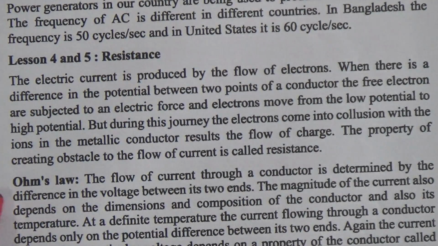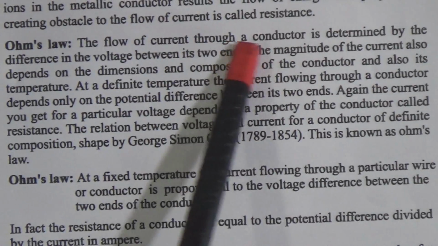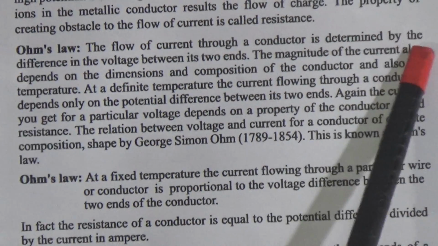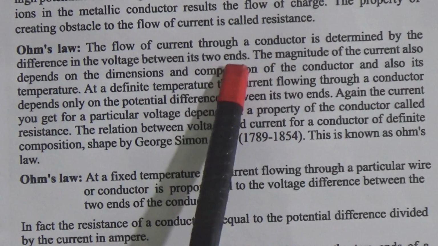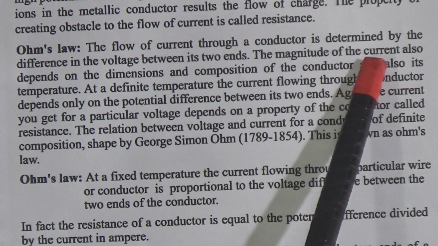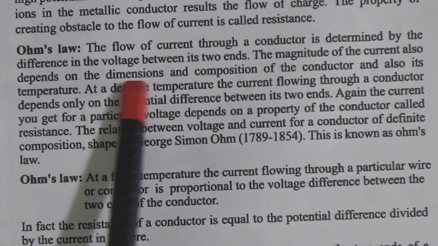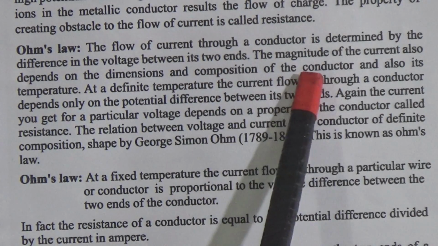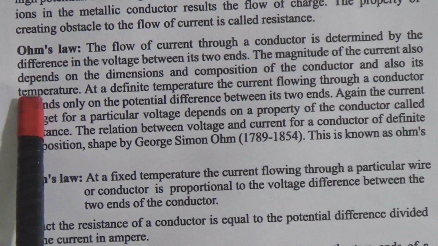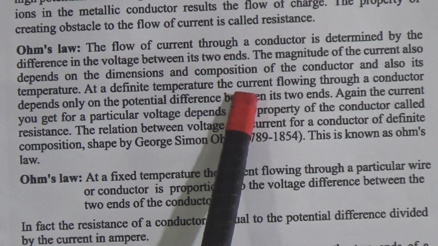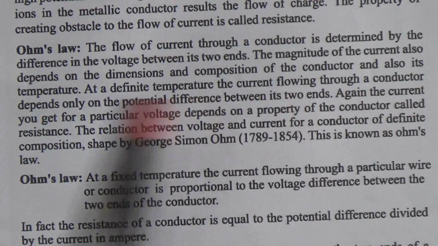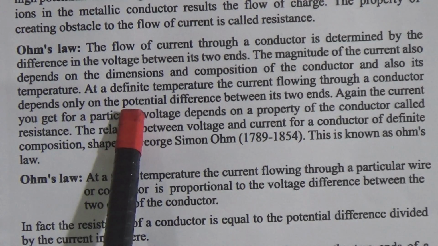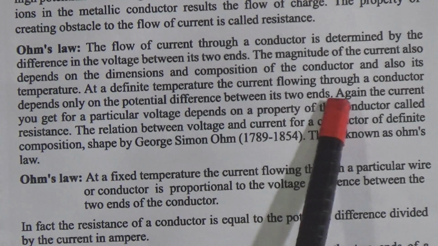Now come to Ohm's law. The flow of current through a conductor is determined by the difference in voltage between its two ends. The magnitude of the current also depends on the dimensions and the composition of the conductor and also its temperature. At a definite temperature, the current flowing through a conductor depends only on the potential difference between its two ends.